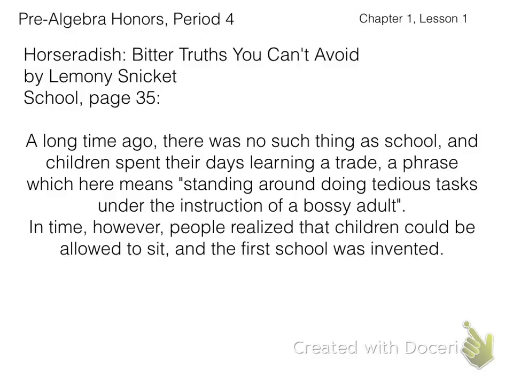I'd like to start off by reading a quick quote from Horseradish, Bitter Truths You Can't Avoid by Lemony Snicket. And this quote comes from page 35. A long time ago, there was no such thing as school, and children spent their day learning a trade, a phrase which here means standing around doing tedious tasks under the instruction of a bossy adult. In time, however, people realized that children could be allowed to sit, and the first school was invented.